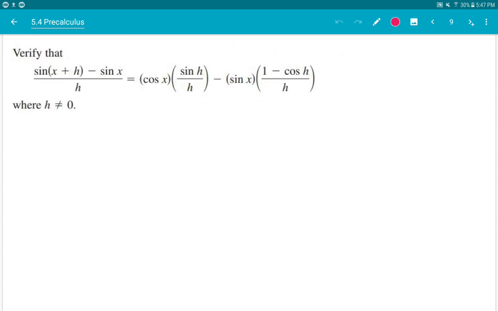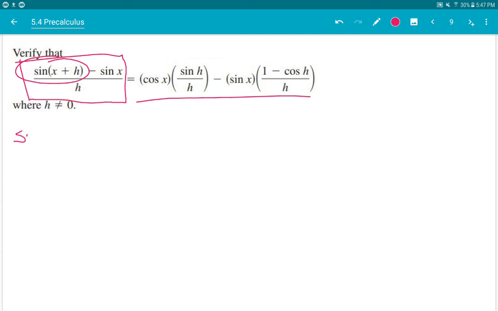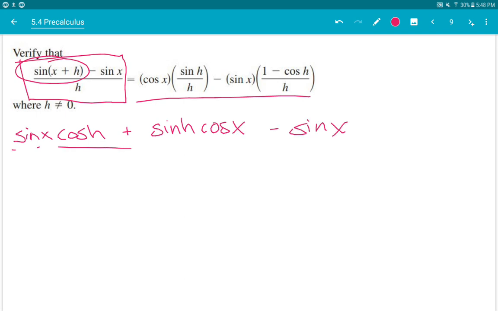All right, now here's more of a calc problem. They want to verify that this here is equal to this expression. So notice here that we have sine of x plus h, okay? So what we're going to do is that's going to be sine of x cosine of h plus sine of h cosine of x minus sine of x all over h, okay?